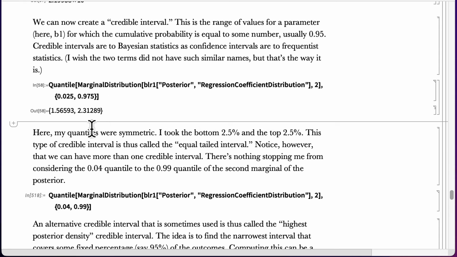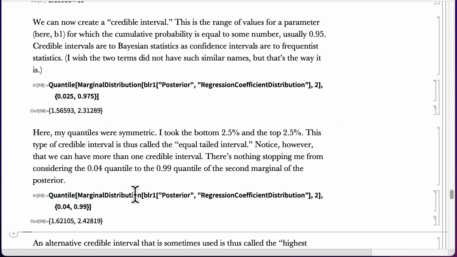Now, here my quantiles were symmetric. I lopped off the bottom 2.5% and I lopped off the top 2.5%. If you do it that way, it's called an equal-tailed interval. There's as much on the left as there is on the right. But why couldn't I do it this way? I could start at the 0.04 quantile and end up at the 0.99 quantile. I'd still have 95% in between. And if I did it that way, I'd get a slightly different number. So this is not in fact done.